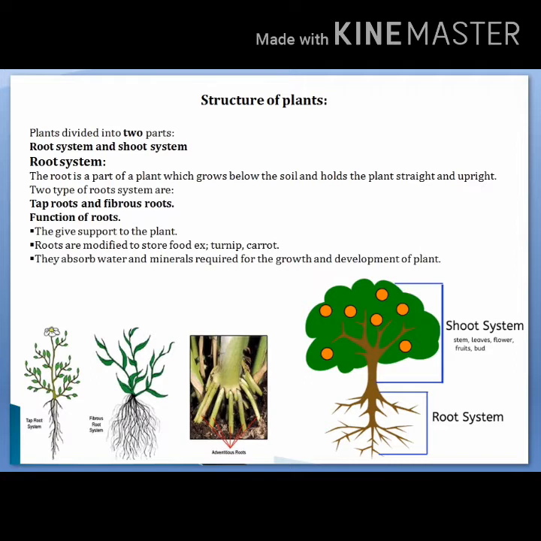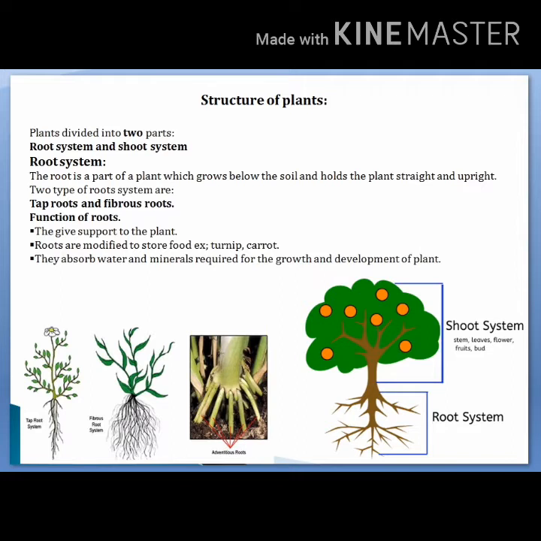Tap roots. The central main root is called tap root as it grows vertically downward in the soil. As you can clearly see in figure number 1, the taproot is vertically downward and it gives out lateral roots. Hair-like growth is produced in all directions from the taproot. Examples are pea, neem and mango plants, which have taproots.